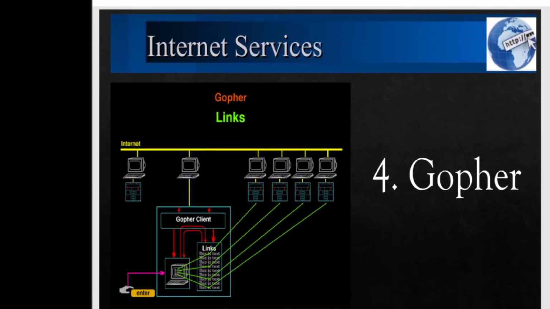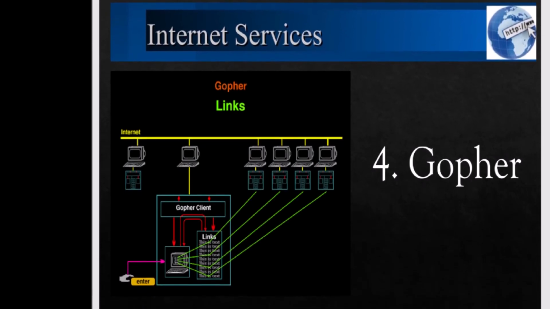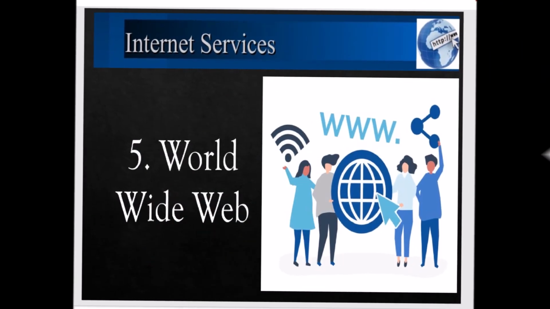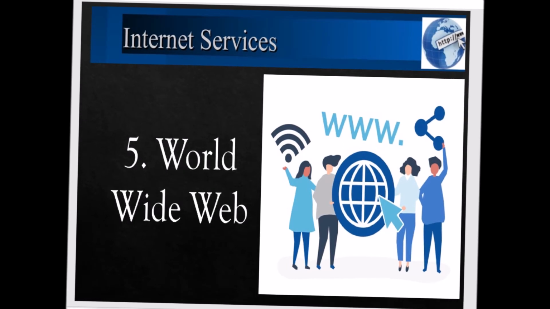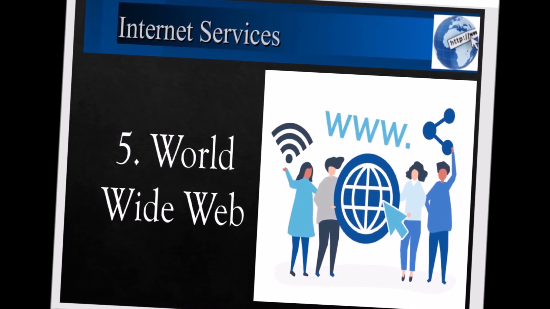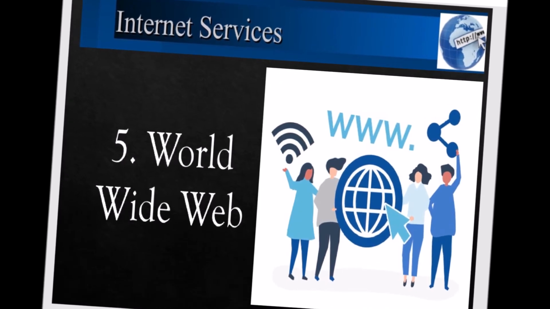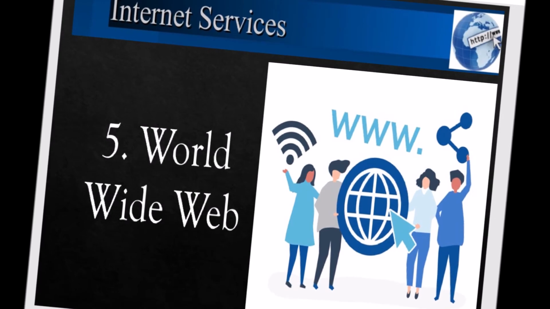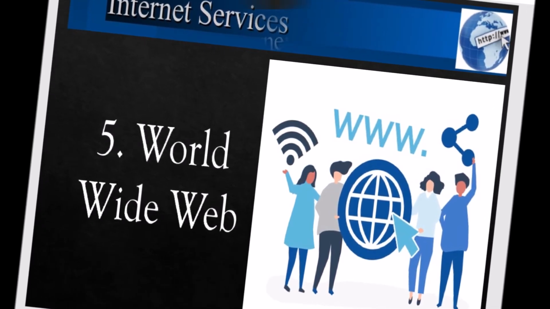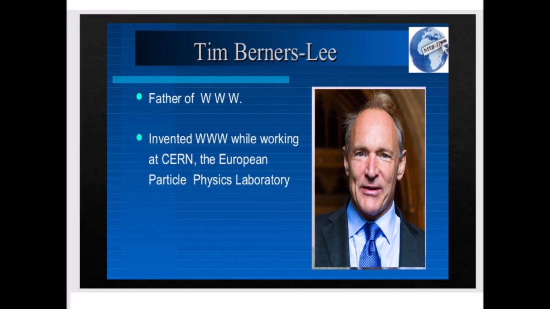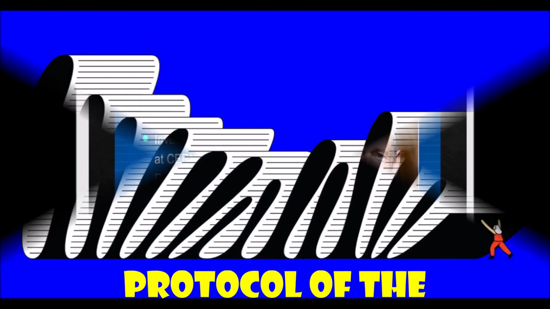Next is Gopher. It is an early text-based method for accessing documents on the internet. The last one is the World Wide Web, often abbreviated as the web or WWW. It is a system of linking documents together even if they are on different computers and located in different countries. And Tim Berners-Lee is the father of the web.